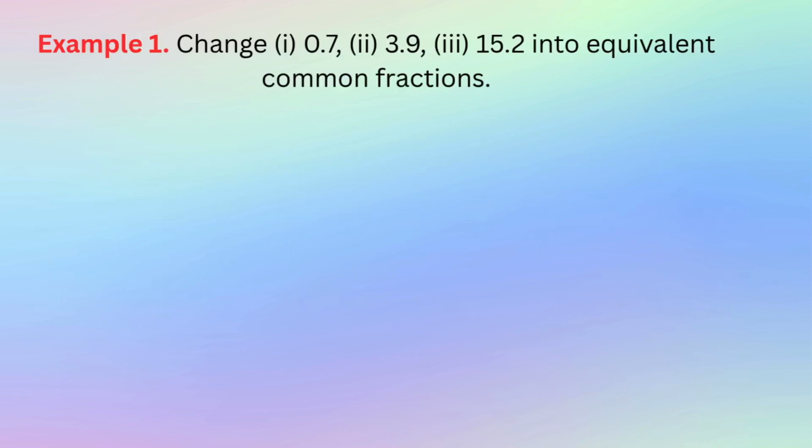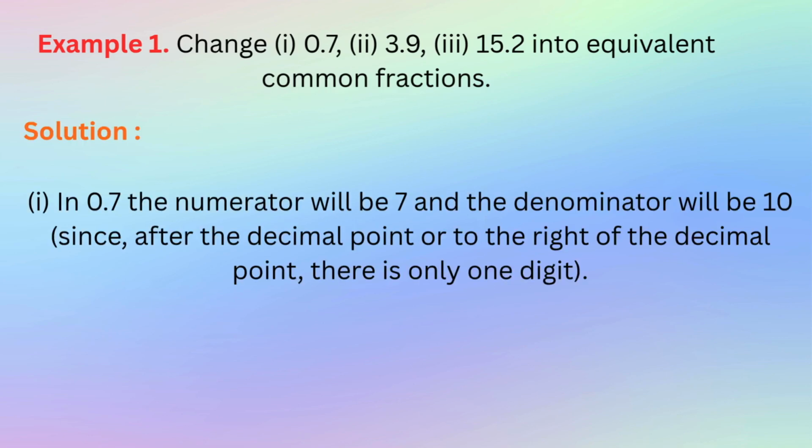Example 1. Change 0.7, 3.9, 15.2 into equivalent common fractions. Solution. 1. In 0.7 the numerator will be 7 and the denominator will be 10, since after the decimal point, or to the right of the decimal point, there is only one digit. 0.7 equals 7/10.